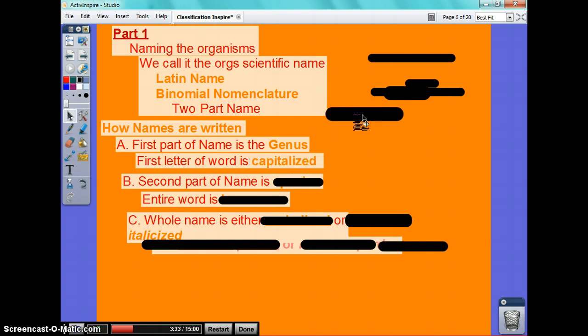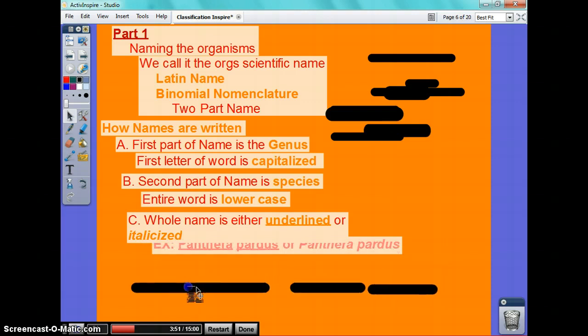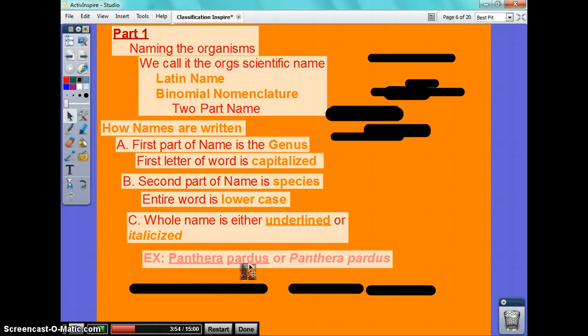The second part of the name is species. And the entire word is lowercase letters. The entire name is either underlined or italicized. So for example, if I was going to write the word Panthera pardus, I can either write it underlined and the first letter of the genus capitalized, the rest of the word lowercase, or italicized. And I'm aware that it's very difficult to see italicized print on a test, so most likely you're going to be looking for the underlined correct wording, if that makes sense.